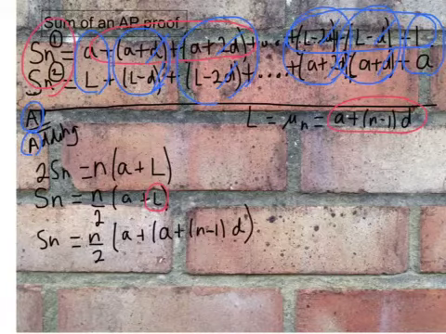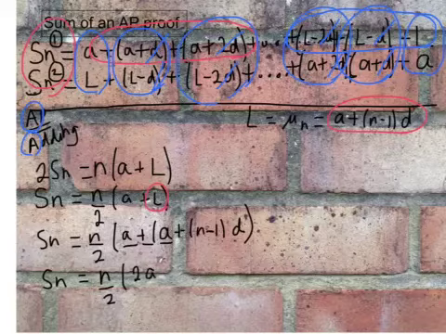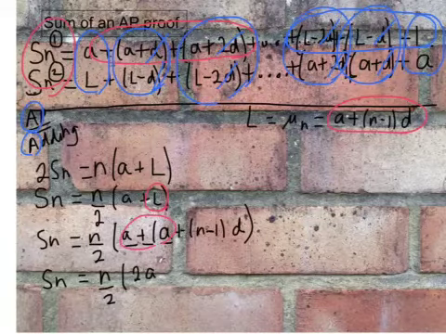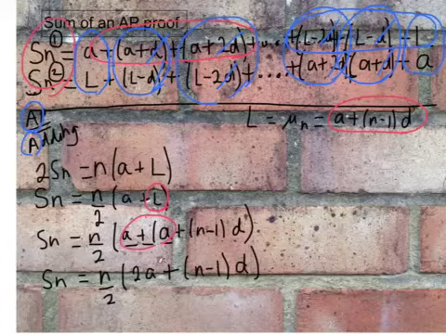Okay, let's see what we get when we neaten all of that up. The sum is n over 2, and can you see those two will go together to give you 2 a's? Let me show you, there they are: 2 a's plus n minus 1 d. And that is the proof of the sum of an AP.